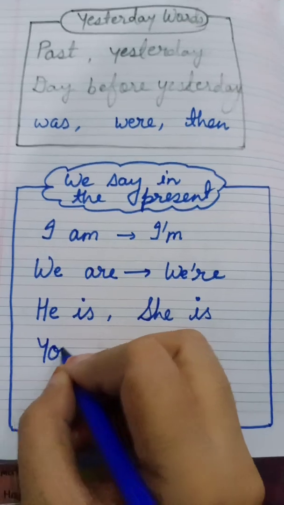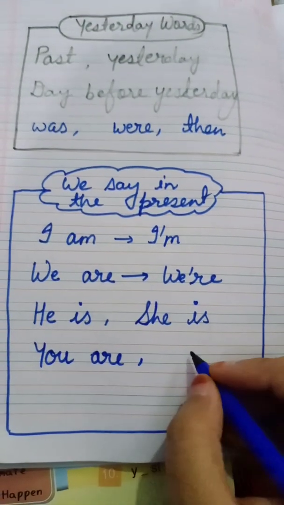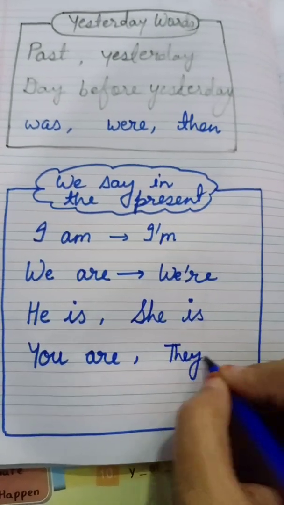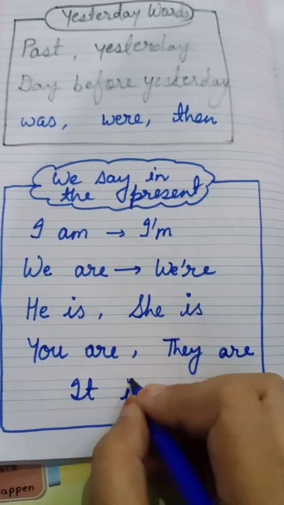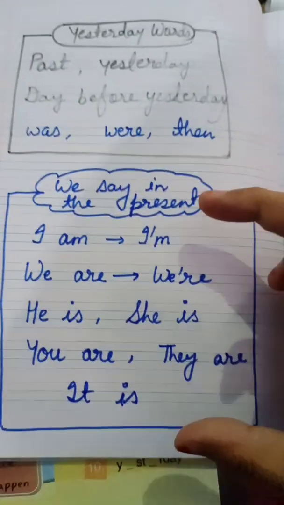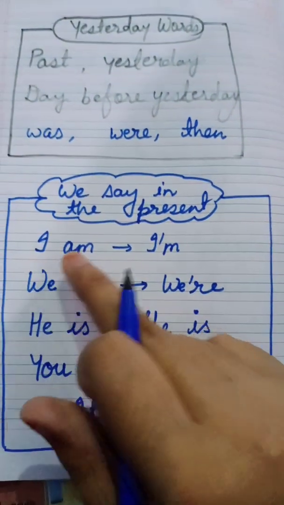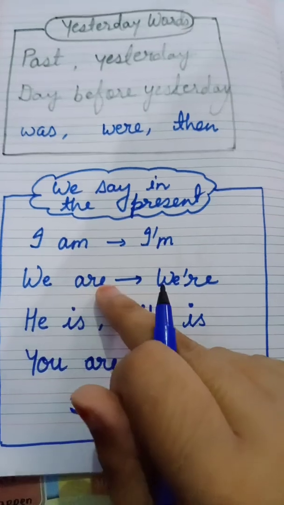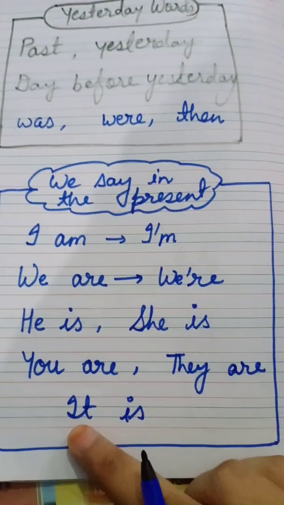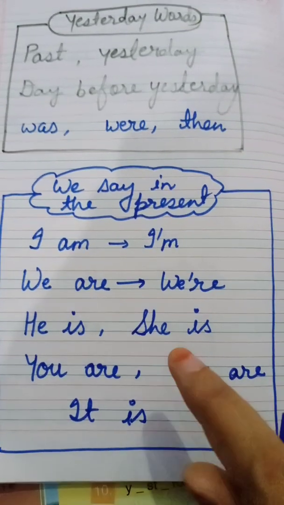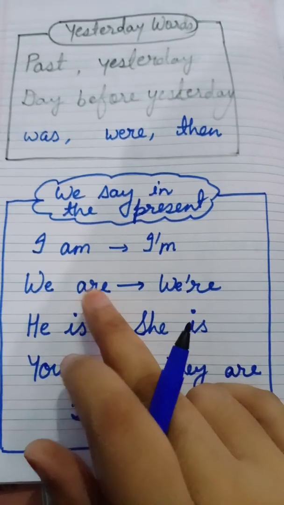You are, they are, it is. So here you have to focus on it, you have to learn this. With I we always use am. We are, he is, she is, you are, they are, it is. So for a singular thing we use is, and for a plural thing we use are.